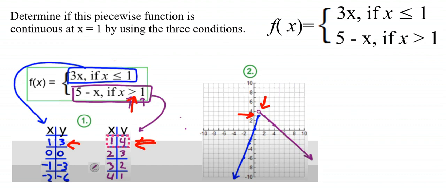And what's the shortcut? Just plug it in. So if you understand all this, then we don't have to go through it each time. It's just plugging in. You plug in 1 for this and you have a 3. You plug in 1 in here, you have a 4. They're not equal to each other. There you go. You don't have continuity here.